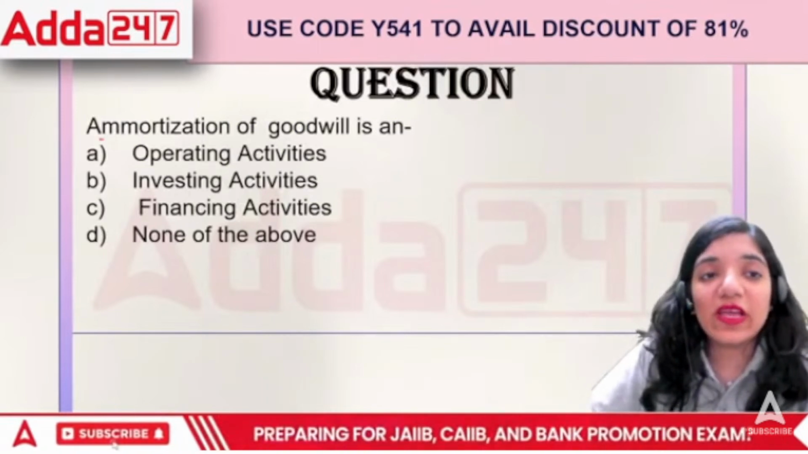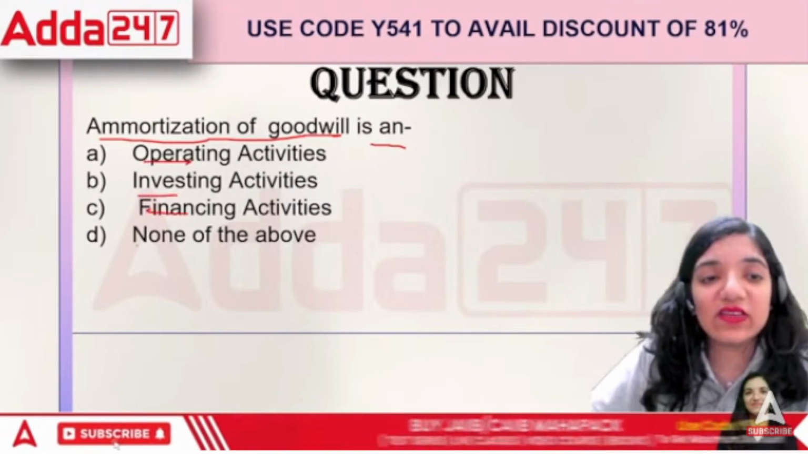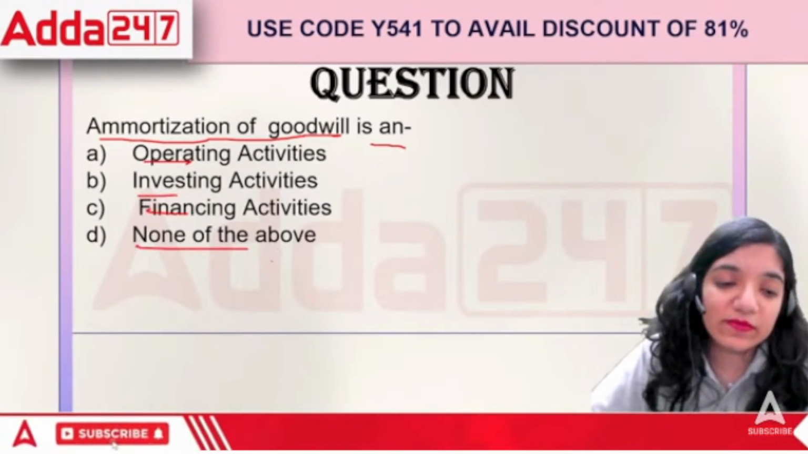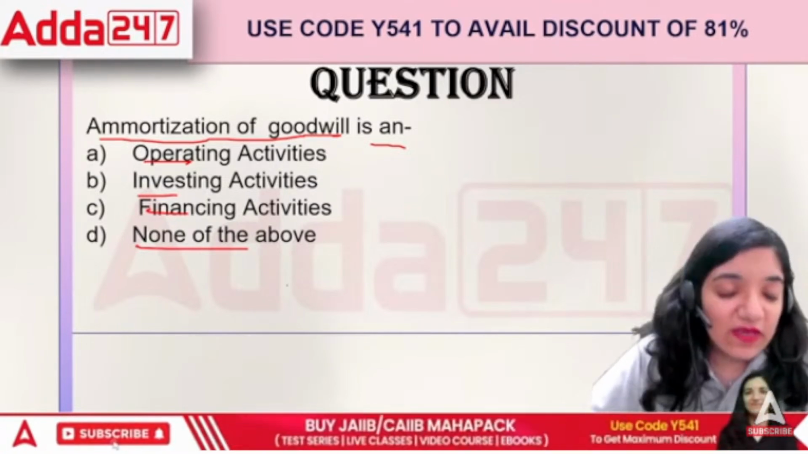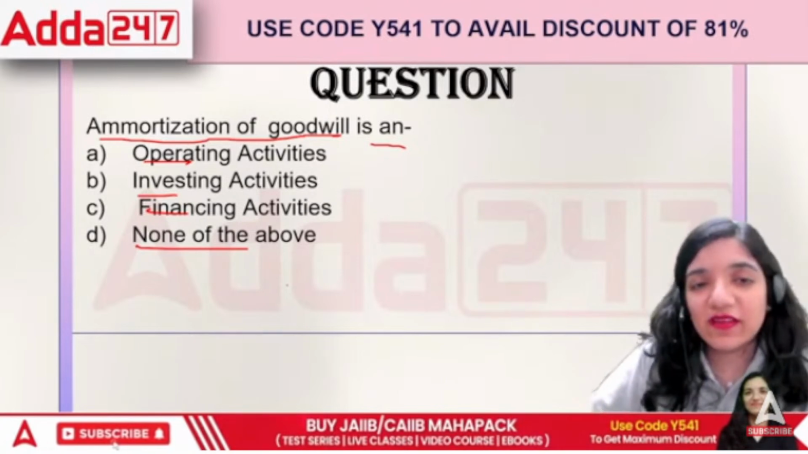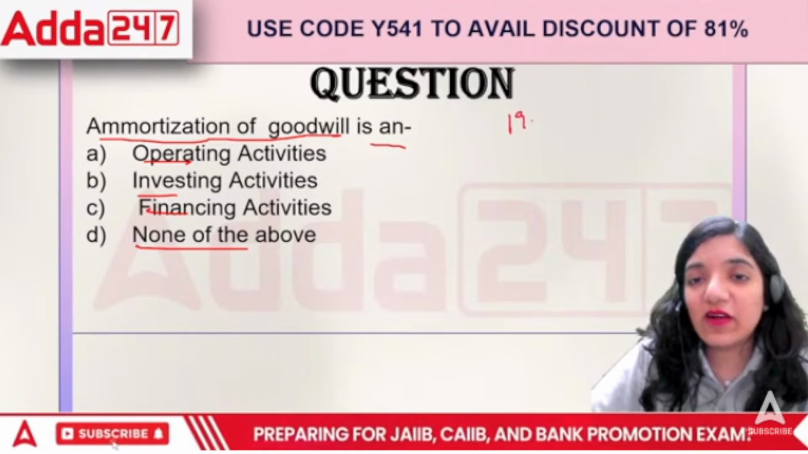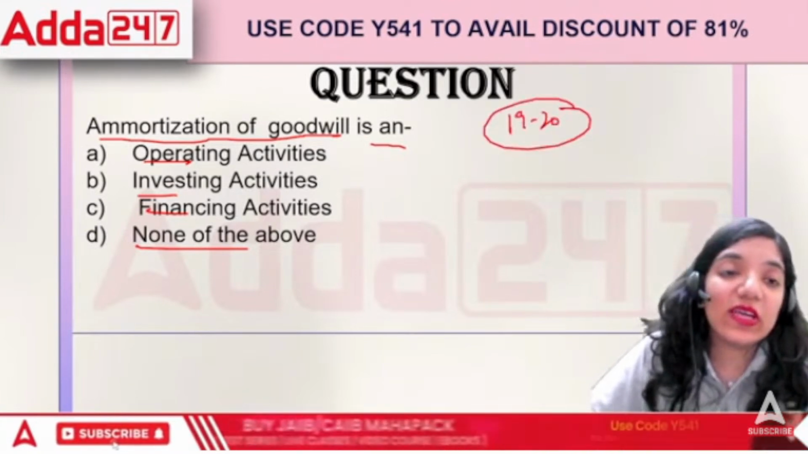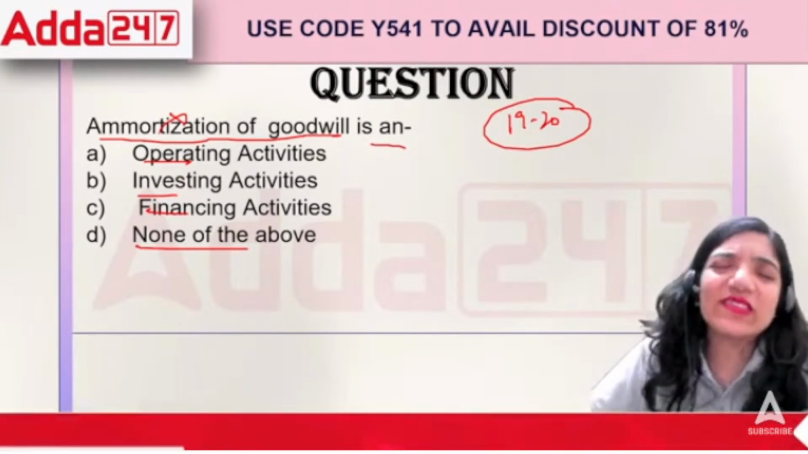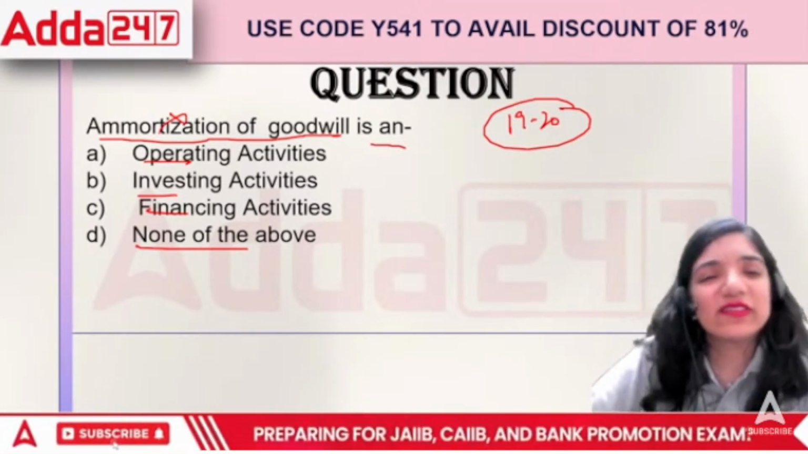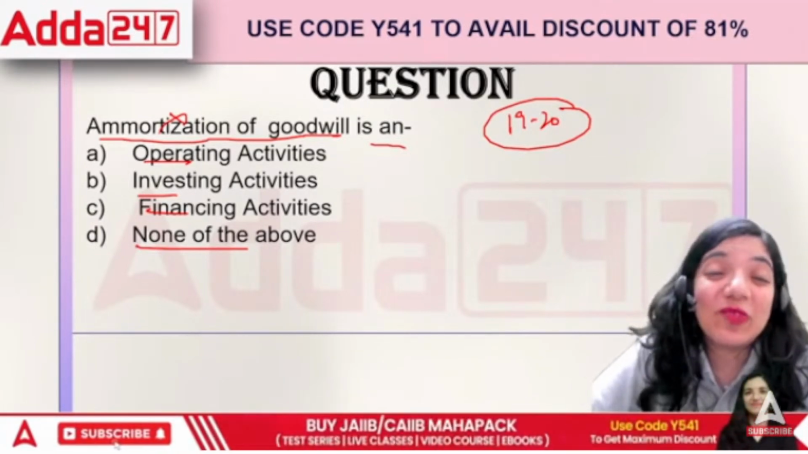Then comes amortization of goodwill: is it operating, investing, financing, or none of the above? Goodwill earlier existed, but after the year 1920, amortization of goodwill has been removed. In terms of the income tax department, accounting is still considering it. Maybe in a few years this will also be gone from the concepts. But when we talk about this particular concept, what is amortization of goodwill?